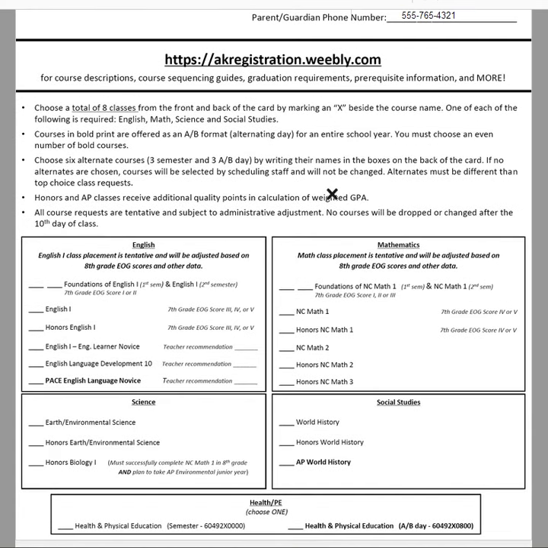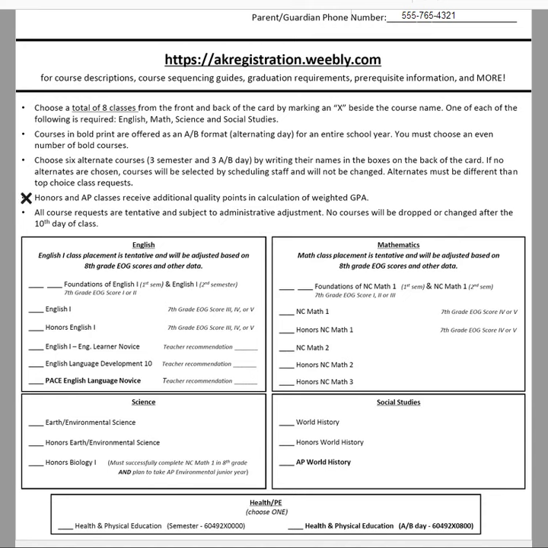When we're picking classes for next year, we're going to choose a total of 8 classes. All students take 8 classes over the course of the school year here at Ardrey Kell. So you're going to be choosing your core classes as well as electives to total 8. After that, we're going to work on picking some alternates so that we have some backup choices if those top choice electives don't work out. When we're filling out the card, you're going to mark your top choices with an X, and then we'll write the alternates in the boxes on the back of the card.